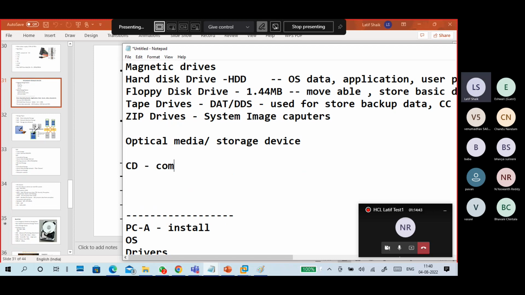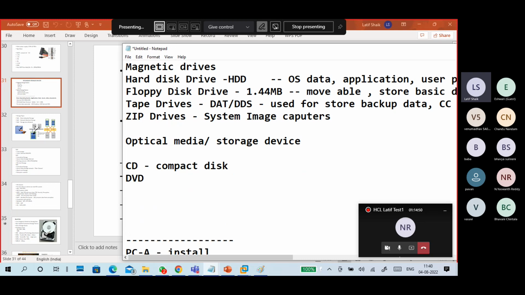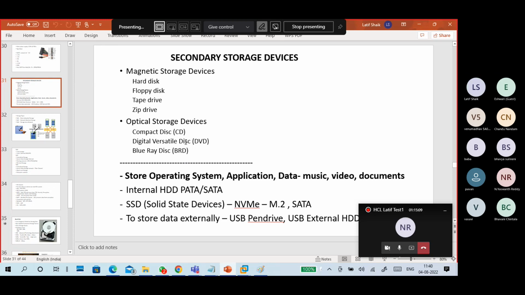Compact disc, DVD, Blu-ray. CD is a compact disc. Okay, in the commands, CD means change directory, but here it is compact disc. DVD is a digital versatile disk, a digital video disk. And then the Blu-ray disk, BRD.